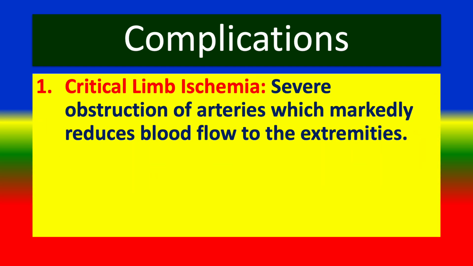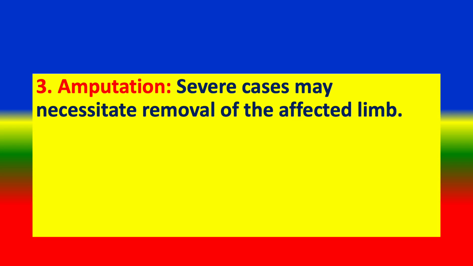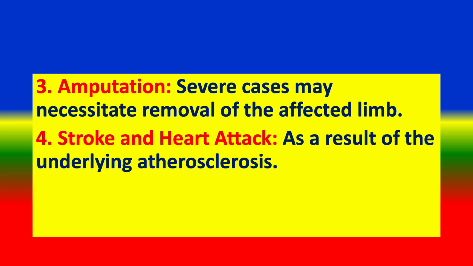Complications. 1. Critical limb ischemia, severe obstruction of arteries which markedly reduces blood flow to the extremities. 2. Infection. Reduced blood flow can lead to infections. 3. Amputation. Severe cases may necessitate removal of the affected limb. 4. Stroke and heart attack as a result of the underlying atherosclerosis.